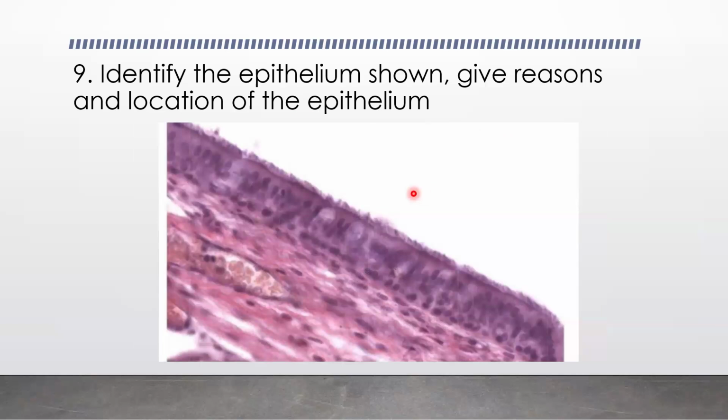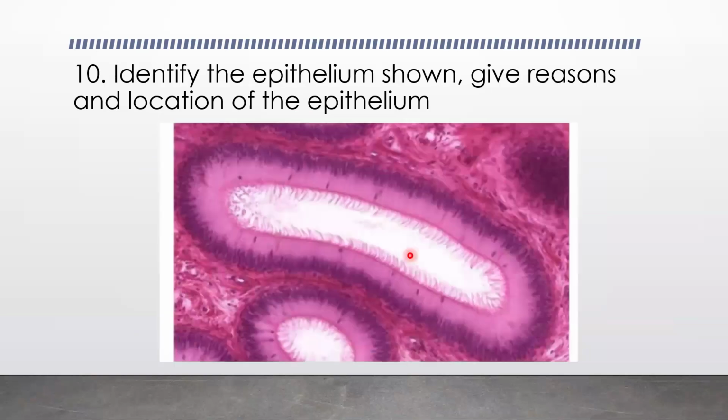These are similar to the earlier one. You can appreciate all the cells are originating from the basement membrane. You can appreciate the presence of goblet cells. You can appreciate a brush border, a characteristic of pseudostratified columnar ciliated epithelium with goblet cells, a characteristic of respiratory epithelium.